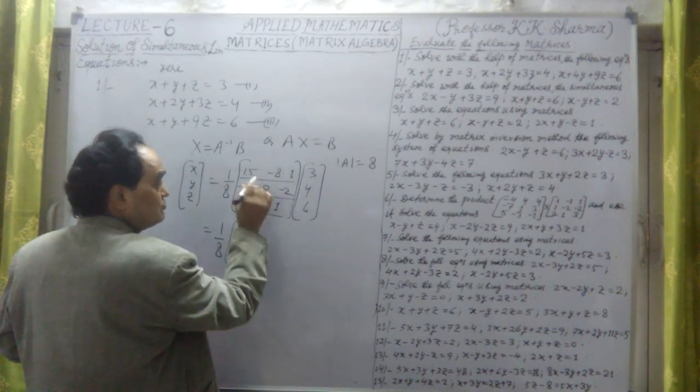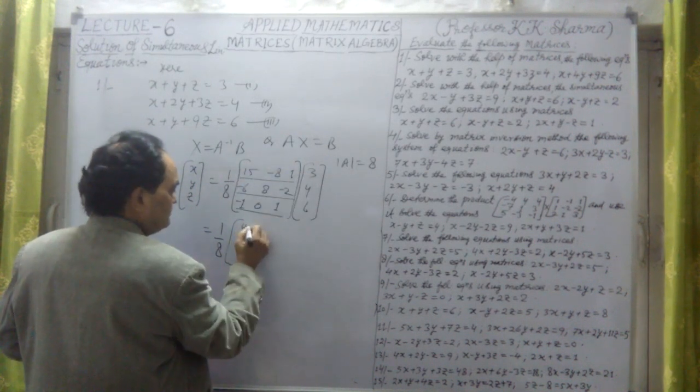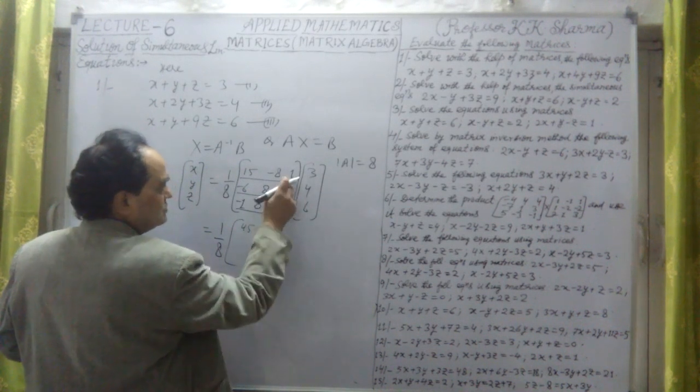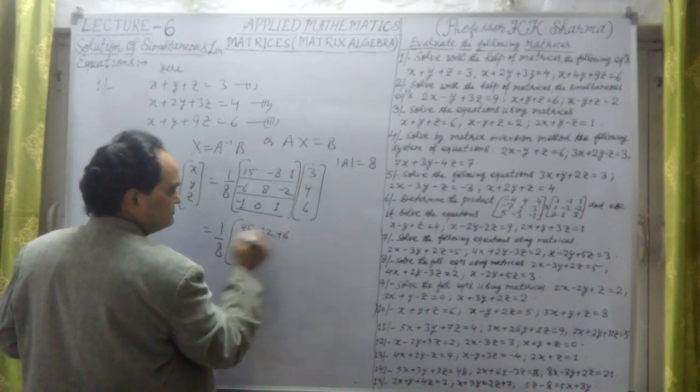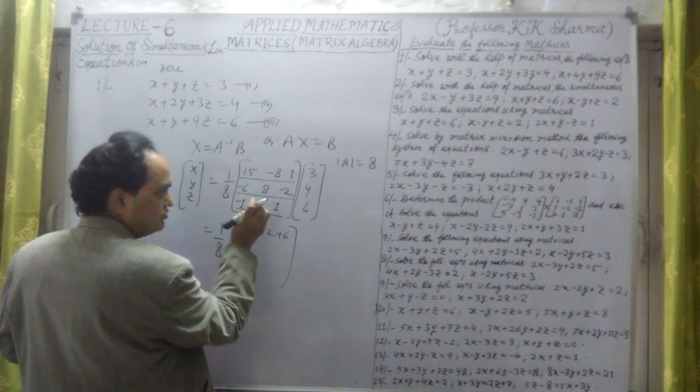So let me add them. We have to multiply them correspondingly and add them. 15 into 3 is 45. Minus 8 into 4 is minus 32. 1 into 6 is plus 6. Okay, we will add them. One element will be obtained.